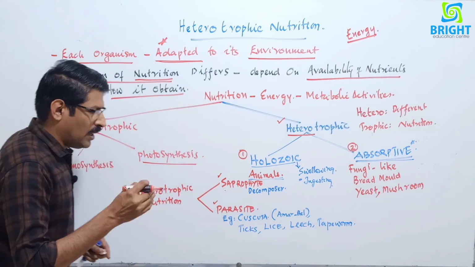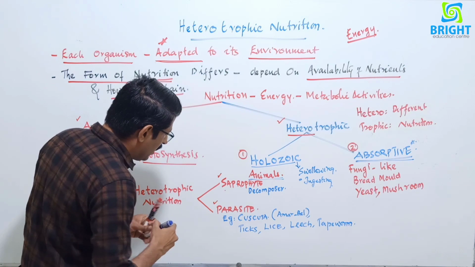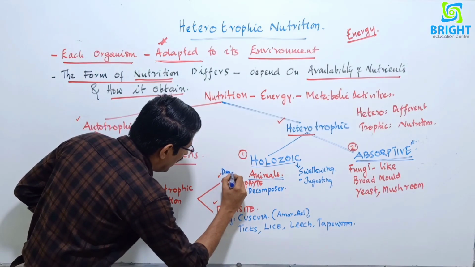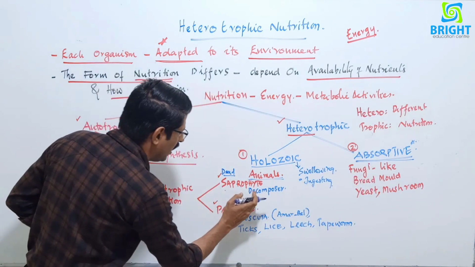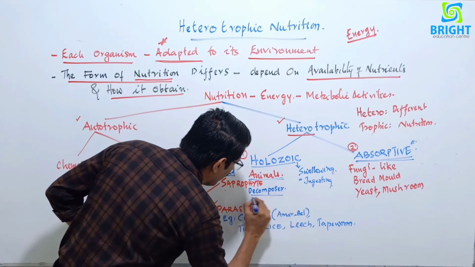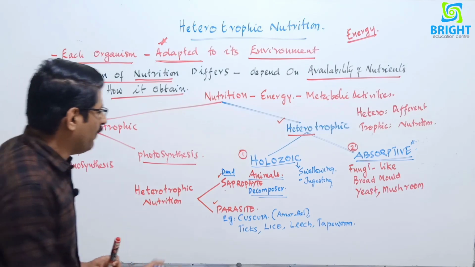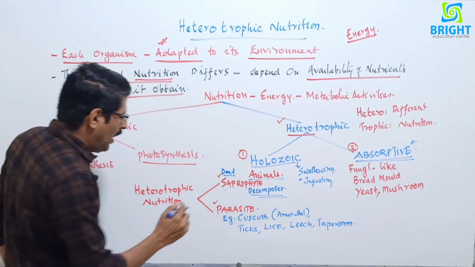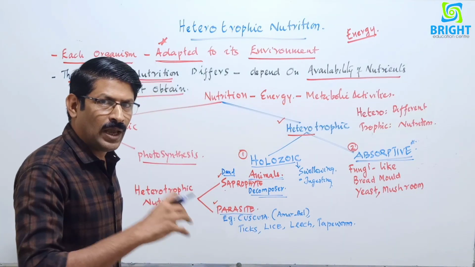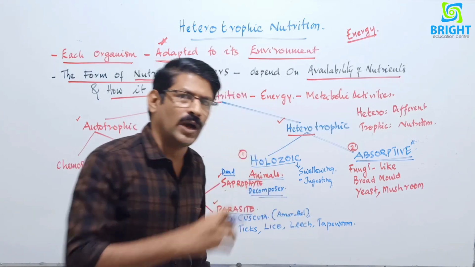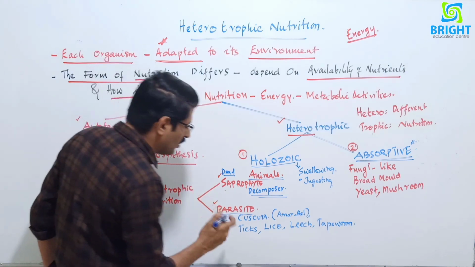Saprophyte means the organism that is living on dead organic matter, and they absorb nutrients by decomposition, that is the absorptive mode itself, and they are called saprophytes. All decomposers, like fungal members such as bread mold, yeast, mushroom, come under the saprophytic mode of nutrition. And parasites also take nutrients from a living body. That is, they live on another living organism and take nutrients from the living organism, and that is called parasites.